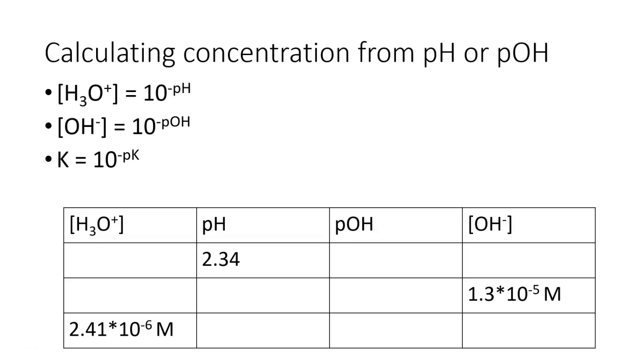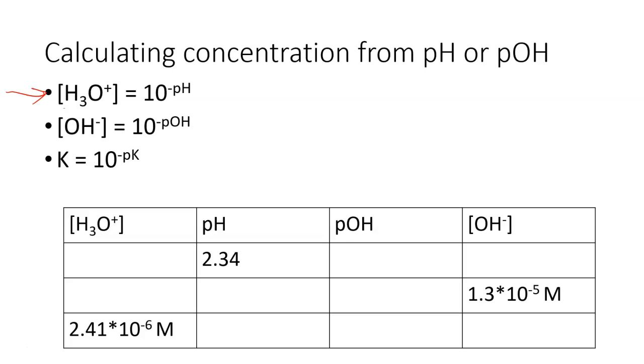Let's take a look at how we calculate concentration from pH or pOH and how we can combine this all together. If we want to know the concentration of our H3O+, and we know the pH, then we can use this equation here. The concentration of H3O+ in molarity is equal to 10 to the negative pH. The concentration of OH- is equal to 10 to the negative pOH. If we wanted to look at the K value, we could look at 10 to the negative pK.